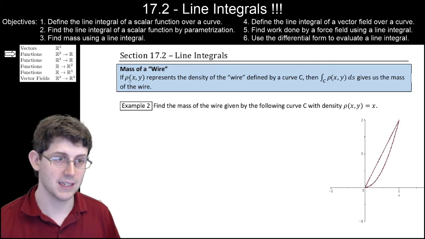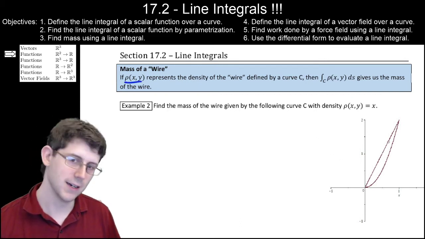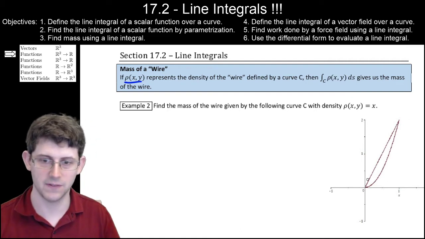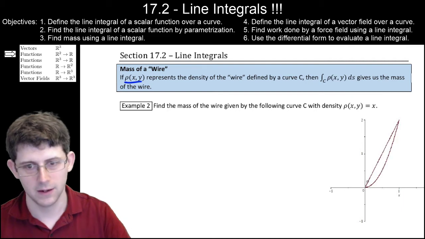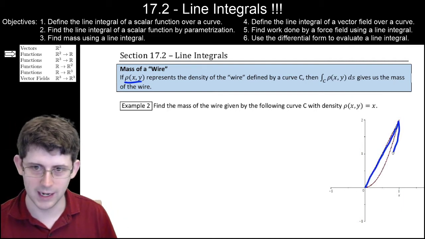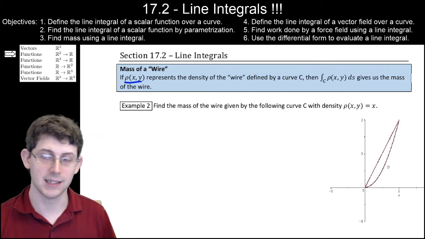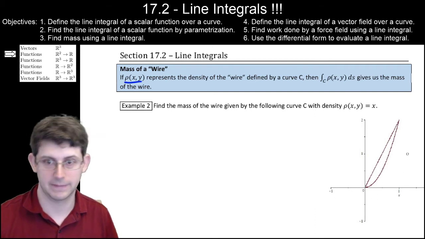So if you have a density function, and you've got some wire, and the wire is like this, we're not looking at the region. It's not like we're filling in this region. No, we're just talking about this wire. And we say, well, the wire has a different density in each place. What's the mass of the wire?